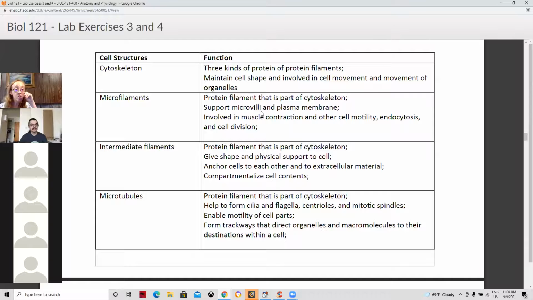Intermediate filaments give shape and physical support to a cell. They anchor cells to other cells and to other extracellular material. So they anchor the cells to their external environment. They also compartmentalize cell contents.